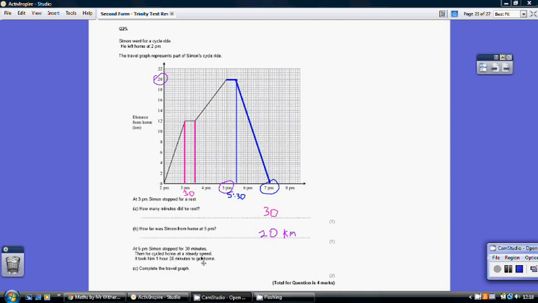Then he cycled steadily home. It took him 1 hour 30 minutes to get home. So he started cycling home at 5:30. If it takes him 1 hour and 30 minutes, he gets home at 7. So we've just got to do a straight line because he's going at an average speed from 5:30 all the way until 7 p.m.